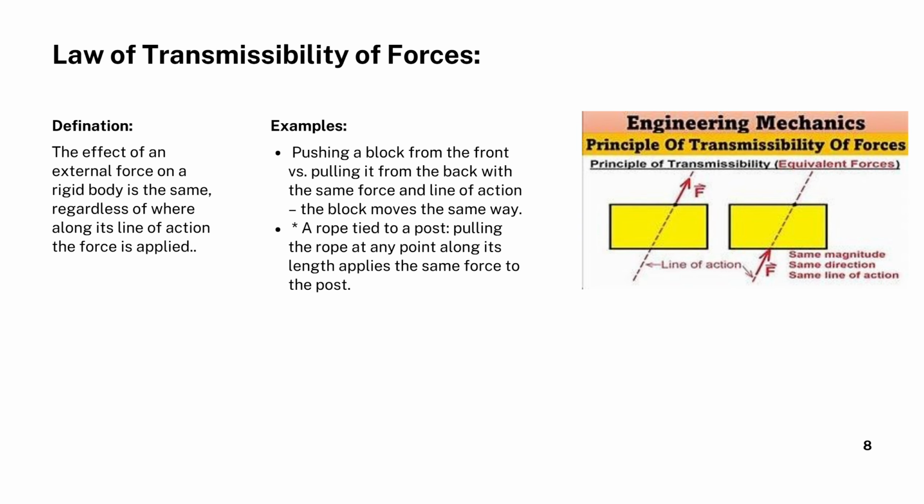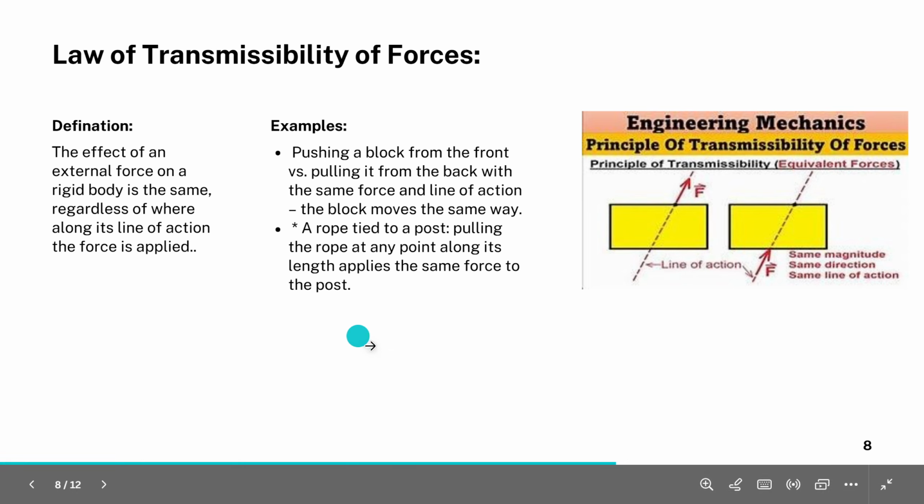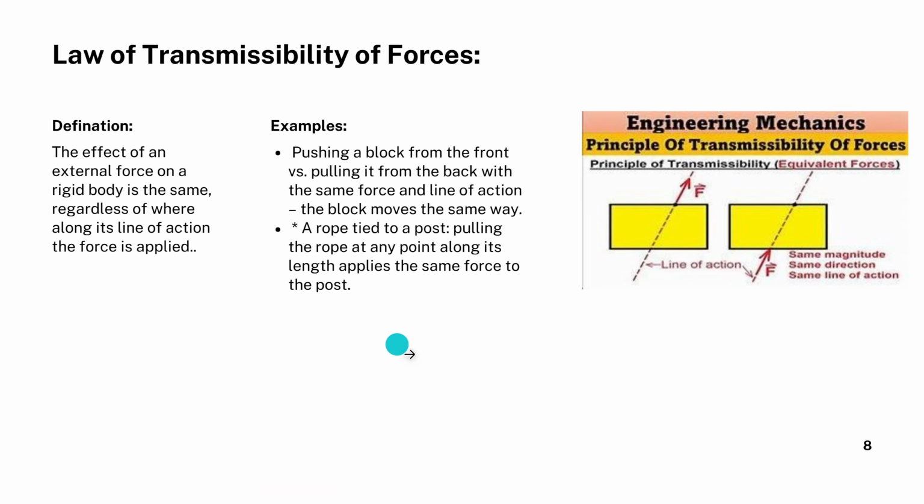Now let's move to the law of transmissibility of forces. This principle states that the effect of an external force on a rigid body is the same regardless of where along its line of action the force is applied. For example, imagine pushing a block from the front or pulling it from the back with the same force and along the same line. The block will move in the same way. Another example is a rope tied to a post. Pulling the rope at any point along its length applies the same force to the post.